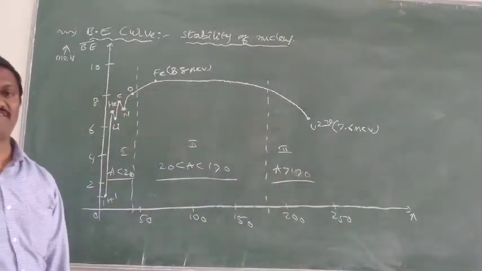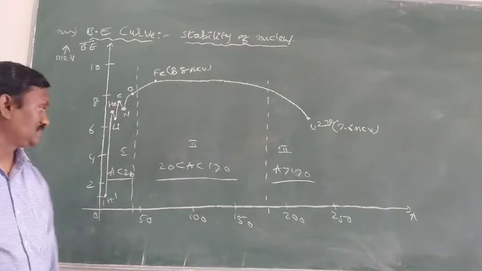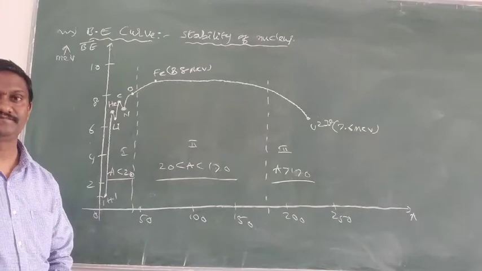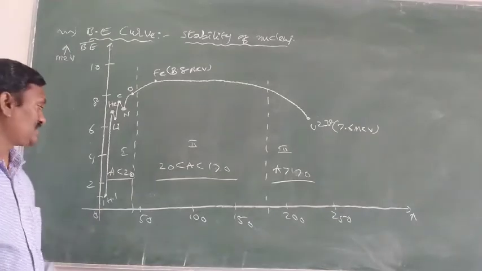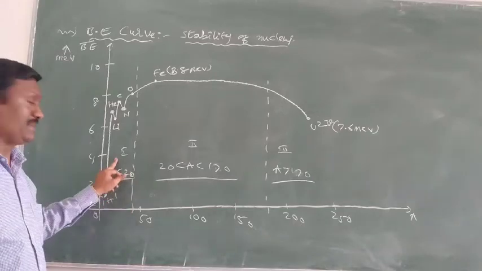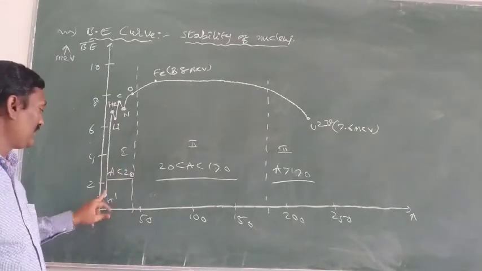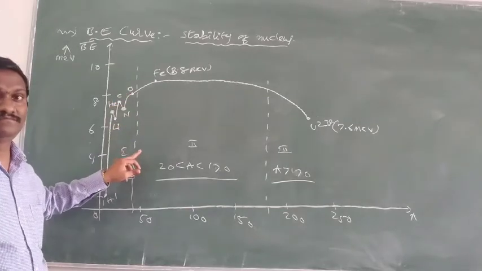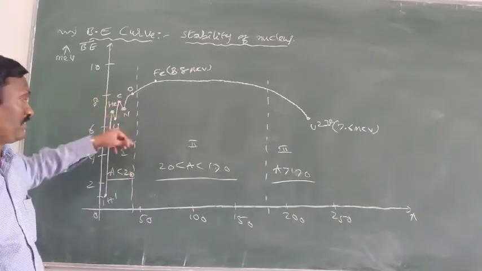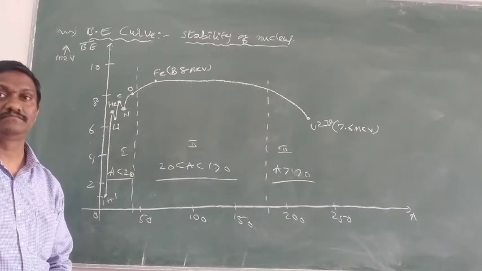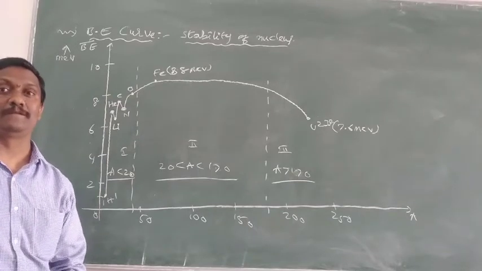So the total graph divides into three parts. The first part means mass number less than 20. Mass number less than 20 means lighter elements. Lighter elements are less stable. Their average binding energy is fluctuating: increase, decrease, increase, decrease. So lighter elements are unstable.